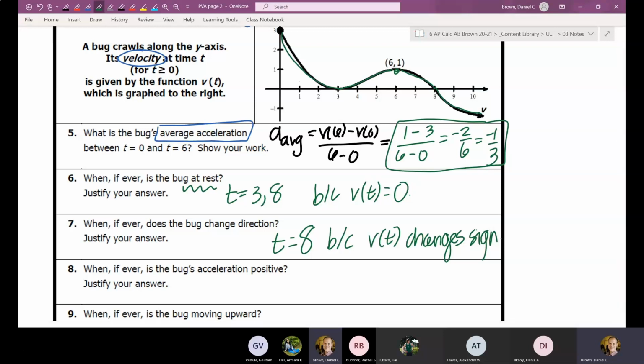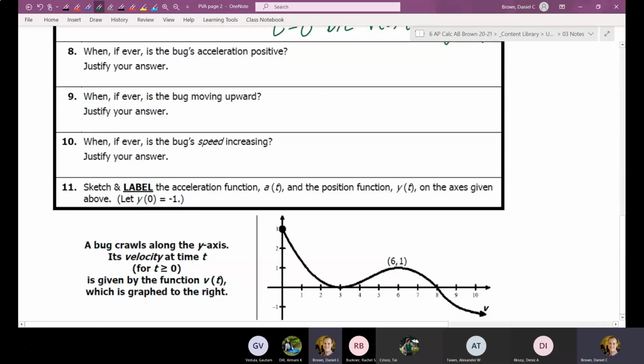Let's look at number 8, and this is where I'm going to stop today's notes. Number 8 says, when, if ever, is the bug's acceleration positive? We are looking at the velocity graph. So what does it mean in terms of velocity if the acceleration is positive? Increasing. So my reason is acceleration is positive because v of t is increasing. On what interval do we see an increasing velocity? 3 to 6. And for these, we always use parentheses. Don't worry about brackets when you're doing your intervals.